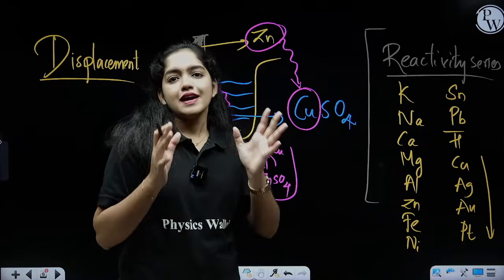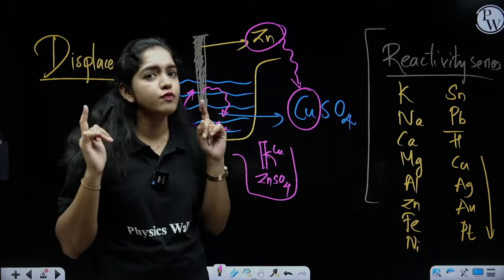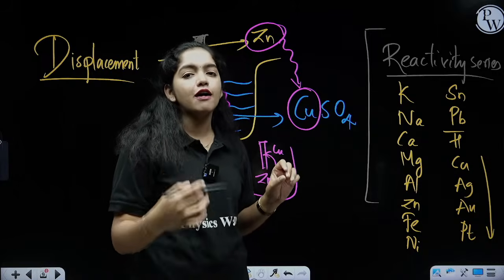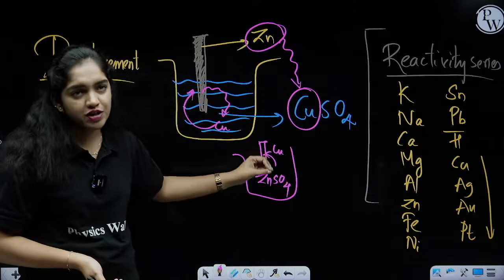Now we can write the complete equation showing the oxidation and reduction. You are familiar with oxidation and reduction. Just recall the chapter on redox reactions that we learned in class 11. The same thing that we are going to use here, okay.